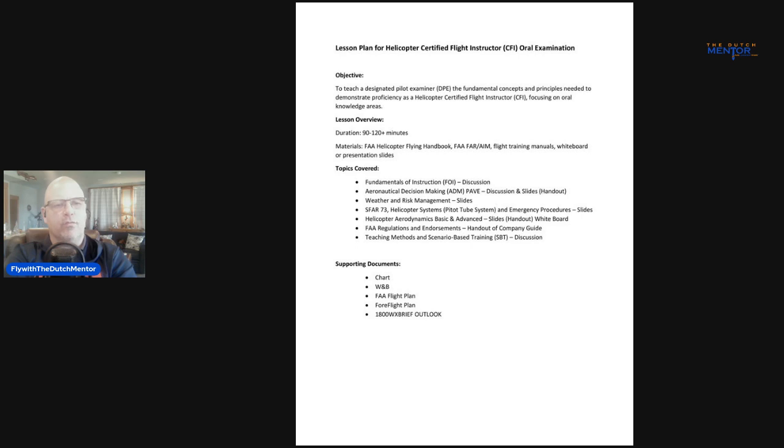Second most important thing is, of course, the weather and risk management, and these are closely tied together. We should not go out without really understanding what the environment is like, right? That's part of the environment, or the V of the PAVE model. We'll talk about that, and we'll actually dive a little deeper into how to read weather reports.